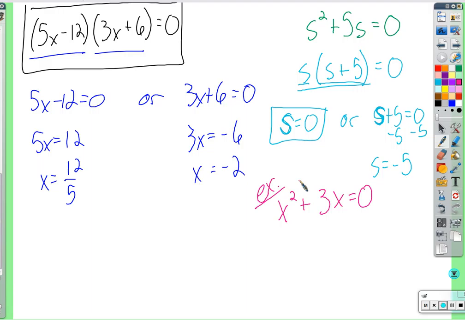Try this one. X squared plus 3x equals zero. Give that one a try. Okay, what can we factor out of both of these? X.